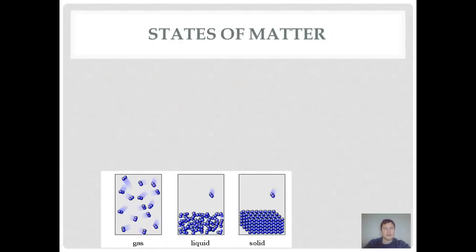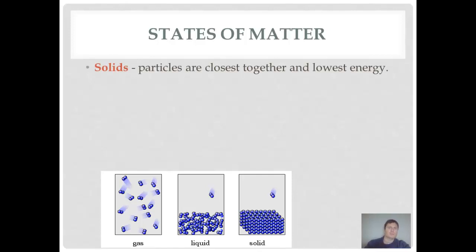So let's just review the three states of matter. The first one is solid. In solids, the particles are closest together and they're at the lowest energy. The particles aren't moving very fast. Because they're not moving very fast, they have a fixed volume and a fixed shape. Think about a piece of wood, right? Its volume is not going to change and its shape is not going to change as well. And that's due to the fact that the particles have very low energy.